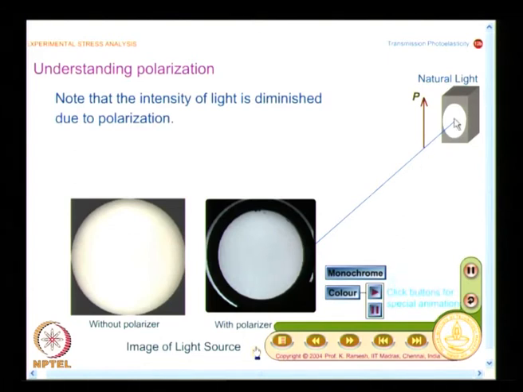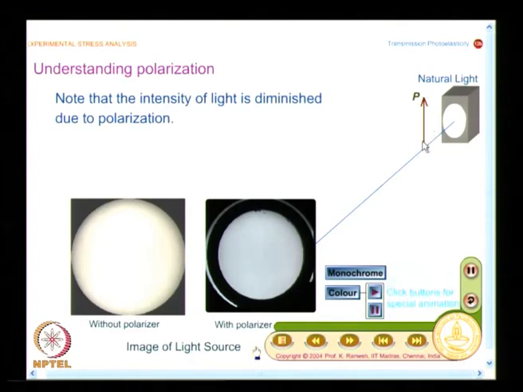From a natural light source, what comes to the polarizer, after the polarizer, some amount is absorbed in this medium. But later on, within the model, whatever we do, we assume that there is no absorption of any kind, the light travels with the same intensity, only the polarization characteristic changes. That is really so also, it is a very reasonable approximation.